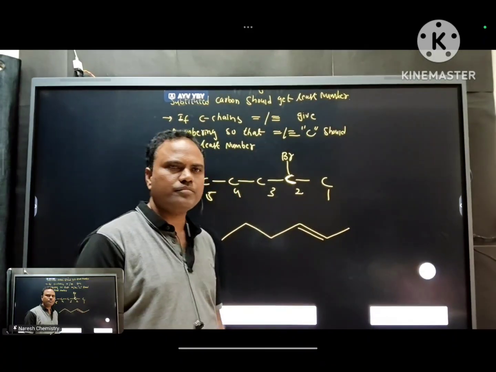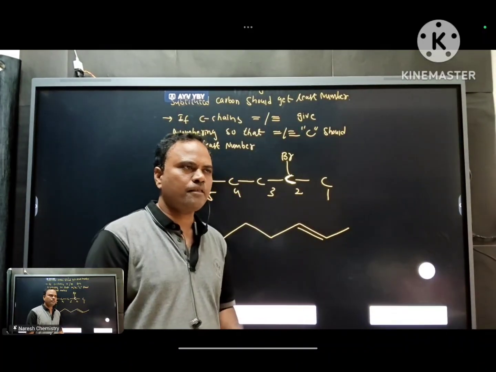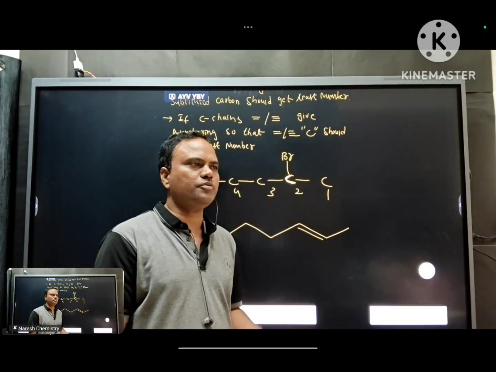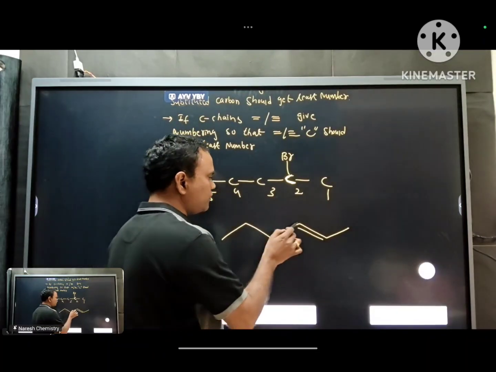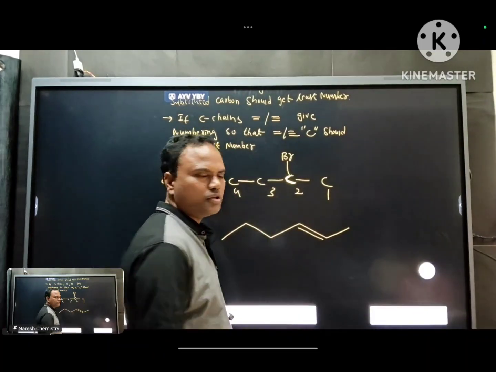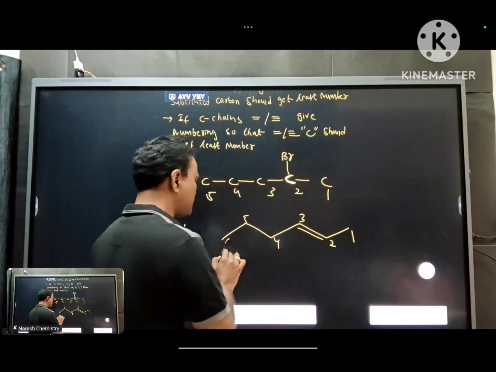In this chain, a double bond is present. If a double bond is present, then we should give the numbering so that the double bonded carbon gets the least number. If you go like this, 1, 2, 3, 4, at the fourth position the double bond is coming. 1, 2, at the second position only, the double bond is coming. So this is correct.